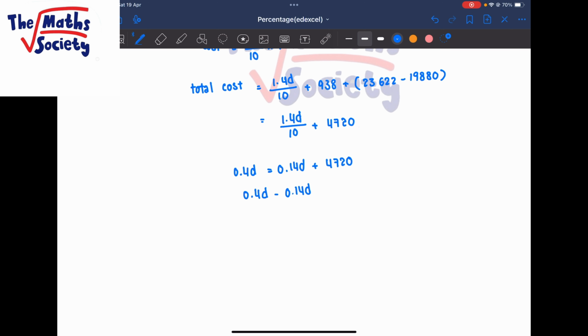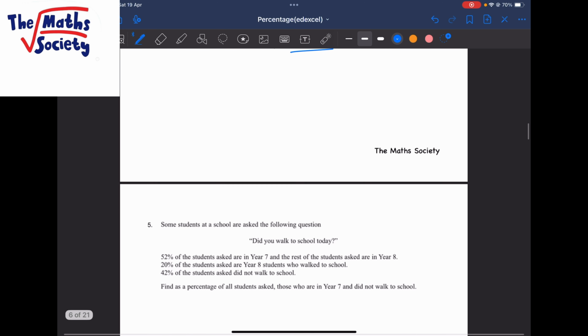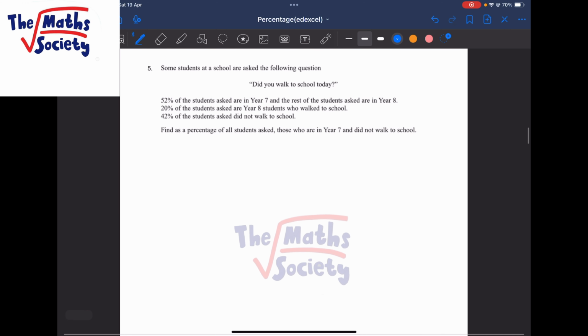0.14 D equals 4720. So you will have 0.260 equals 4720. And we just want D, which you divide, and you have 18,453.8 kilometers. That's the distance D that he has traveled. Okay, so now we go on to number 5.